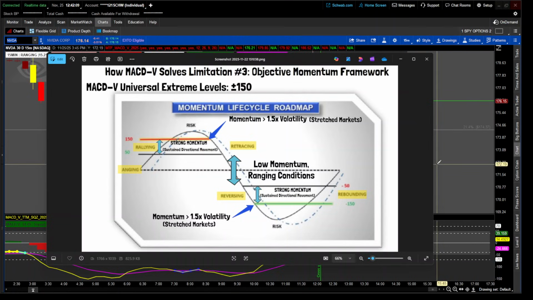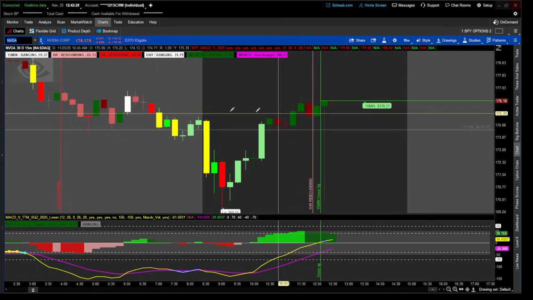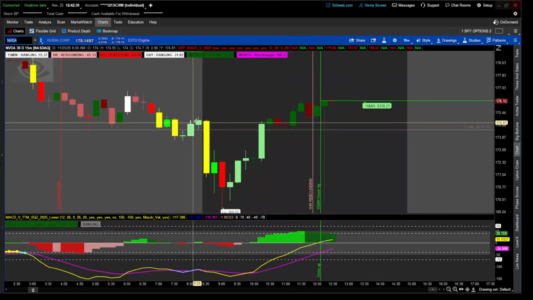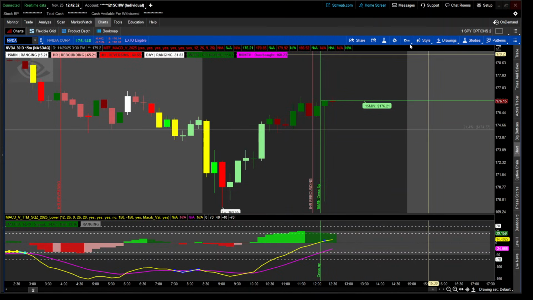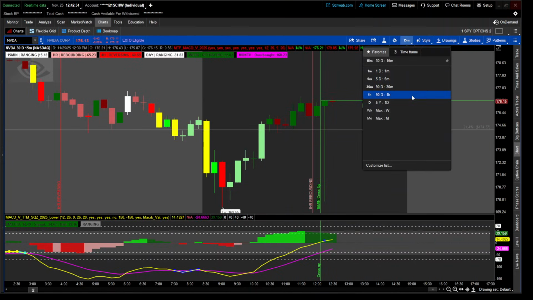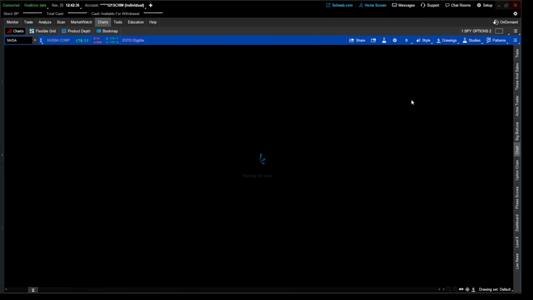And let's come back to the momentum life cycle roadmap. You have ranging, rallying, overbought, retracing, reversing, oversold, rebounding. So this just tells you where the MACD is in the cycles, and also where the stock is in the cycles. So we're going to take a look at Nvidia on the daily.